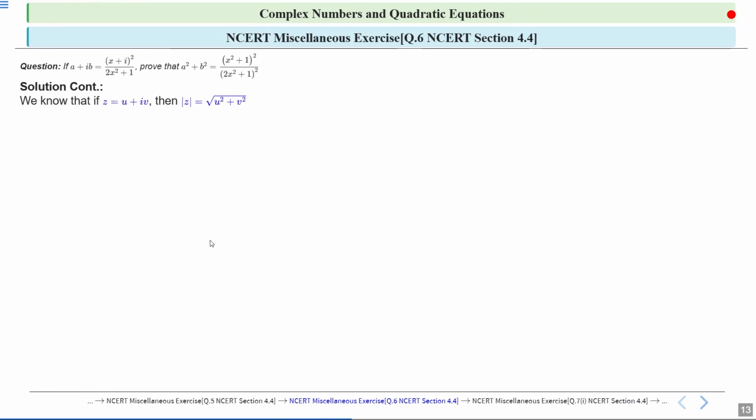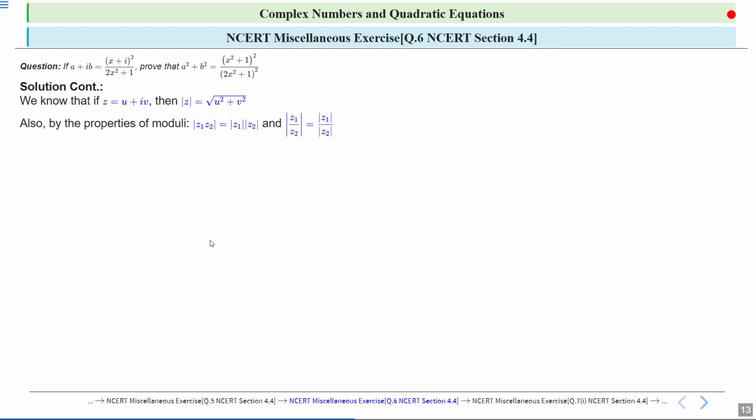So first, let's recall a key property of complex numbers. If we have a complex number z equals u plus iota times v, then modulus of z equals square root of u square plus v square.